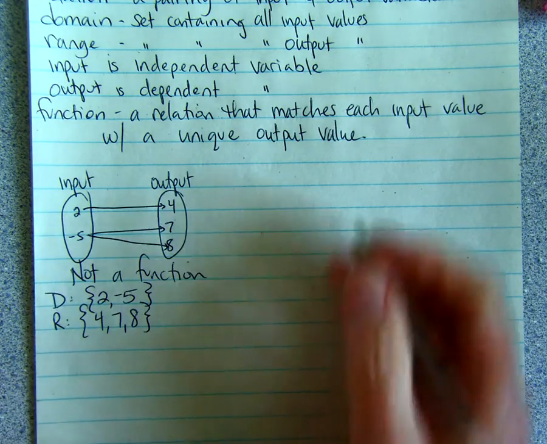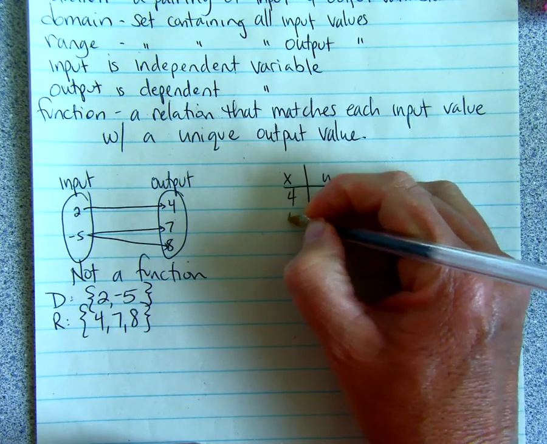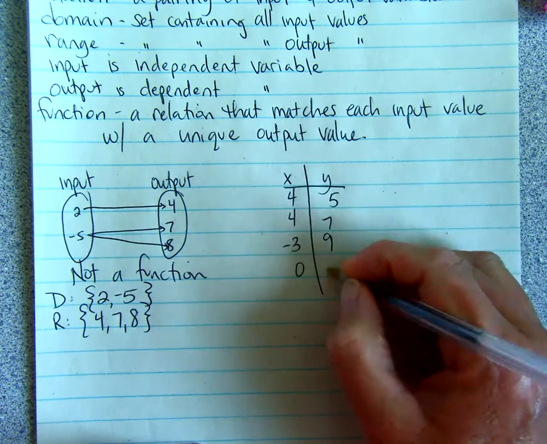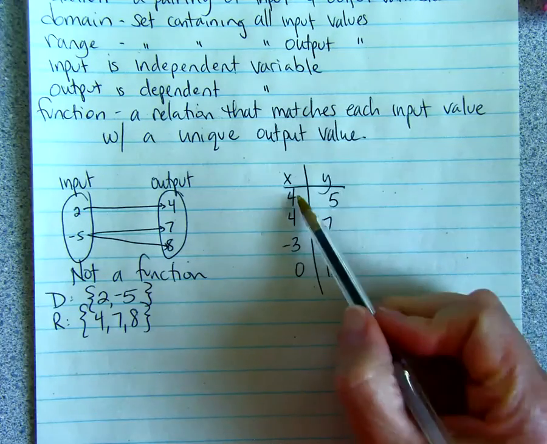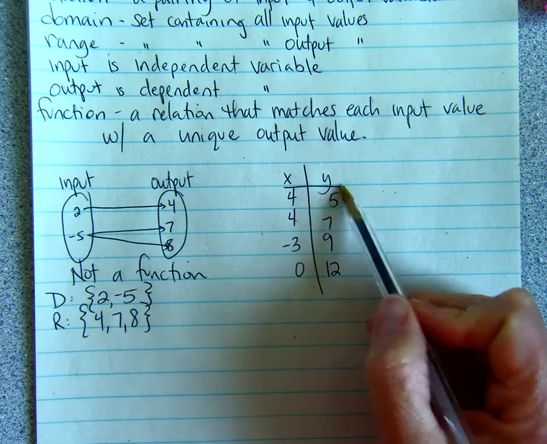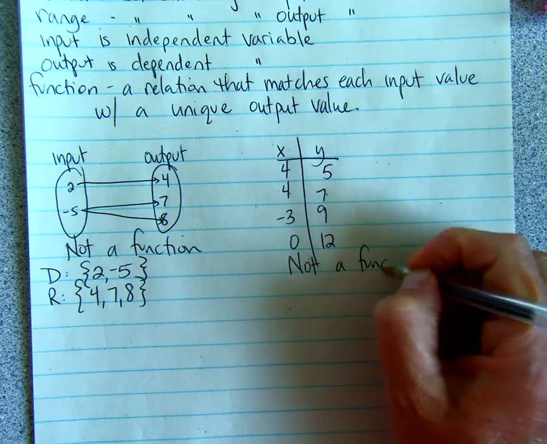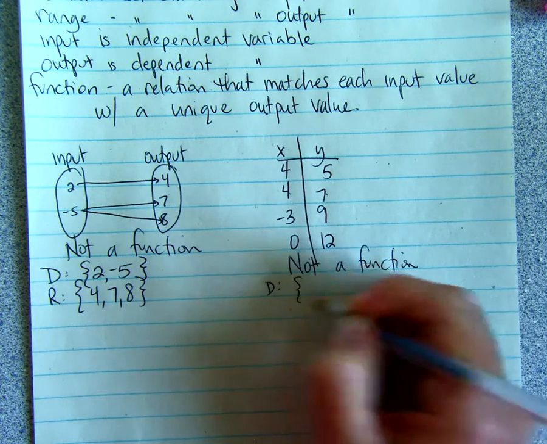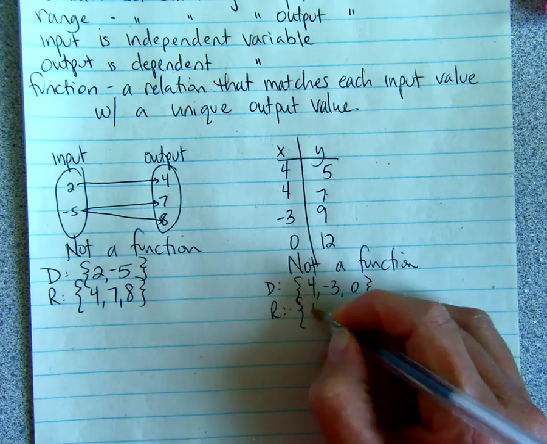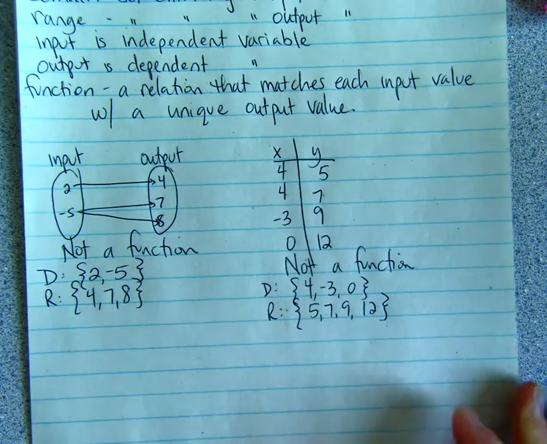If we had an XY chart, let's say for X we have 4, 4, -3, 0, and for Y we have 5, 7, 9, 12. Now in our input, we have 4 listed twice, but there are two different output values that match with the 4. So this is not a function. The domain in this case would be the 4, -3, and 0. And the range would be 5, 7, 9, and 12. Notice we list the 4 only once.